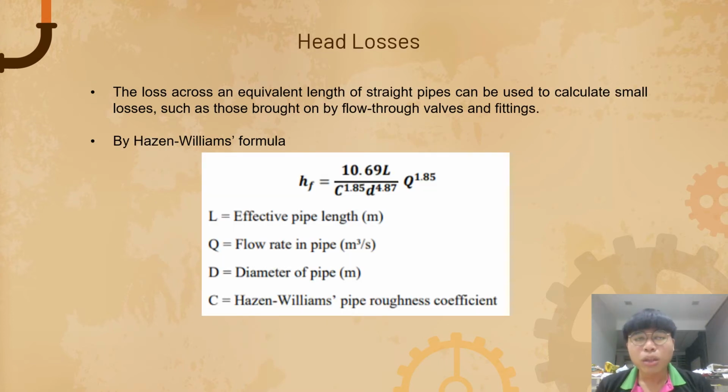Now I will talk about the head loss. The loss across an equivalent length of straight pipe can be used to calculate minor losses such as those brought on by valves and fittings. So we use the Hazen-Williams formula to calculate the head losses.